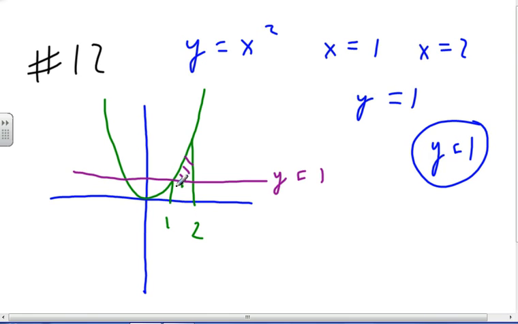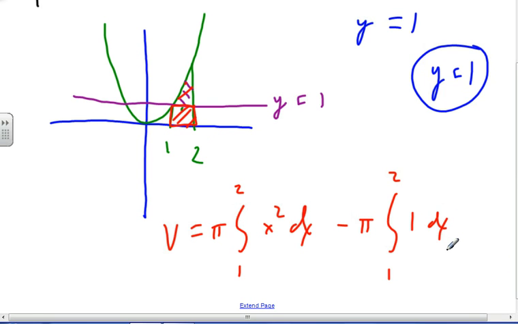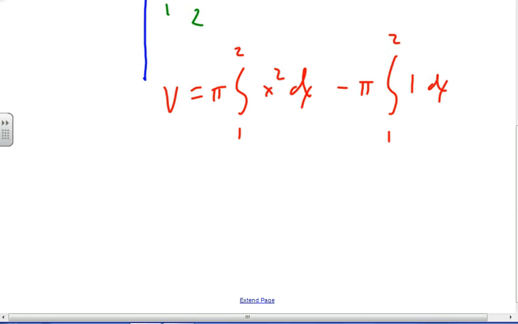Okay, so we have the bigger slice, which is that, and we're going to have to subtract that from it in order to get that answer. Okay, is that clear what we're doing? So I'm going to find the volume of the big guy first. So I'm going to take volume pi integral 1 to 2 of x squared dx. And then I'm going to subtract from that the little guy, 1 to 2, and this is going to be 1 dx. So basically, yeah, that's what we're going to do. So that's how I'm going to set up the problem.